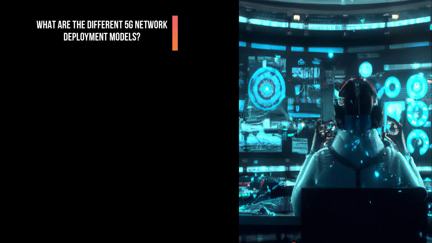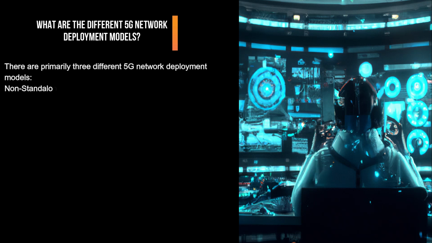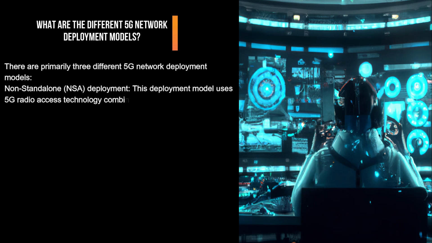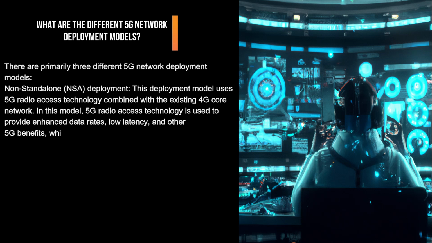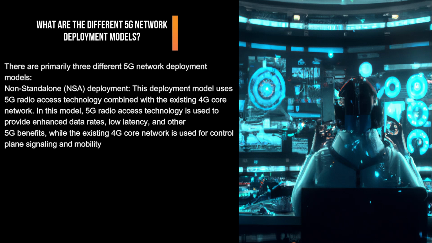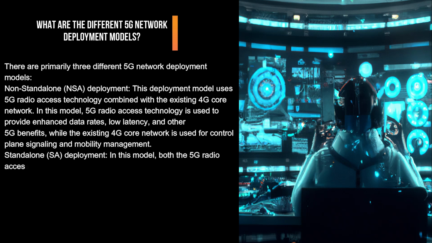What are the different 5G network deployment models? There are primarily three different 5G network deployment models. Non-standalone (NSA) deployment. This deployment model uses 5G radio access technology combined with the existing 4G core network. In this model, 5G radio access technology is used to provide enhanced data rates, low latency, and other 5G benefits, while the existing 4G core network is used for control plane signaling and mobility management.